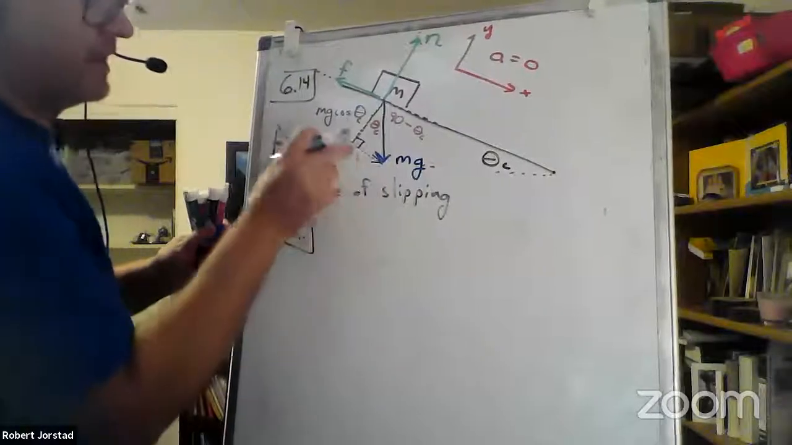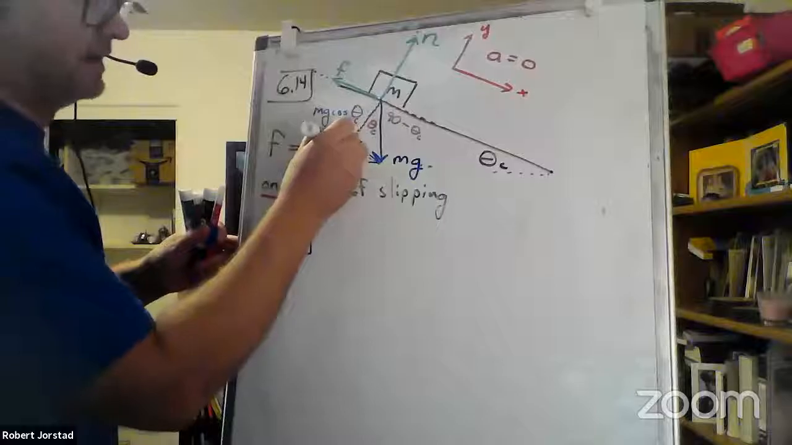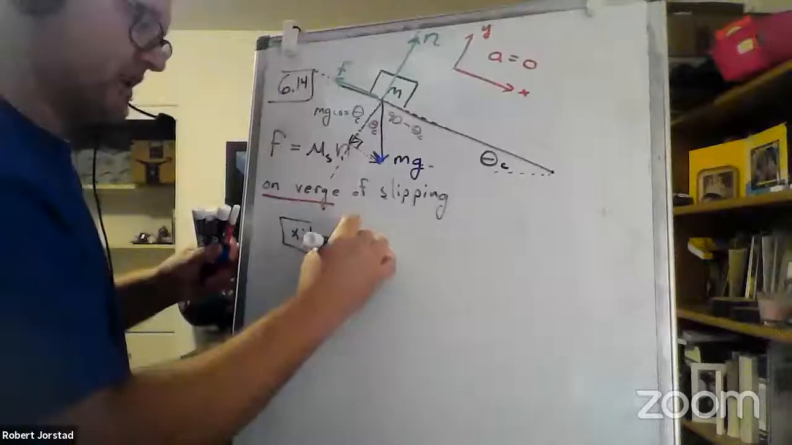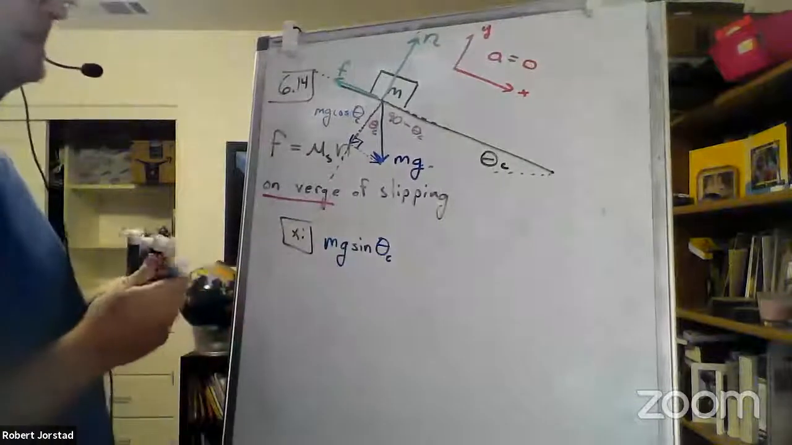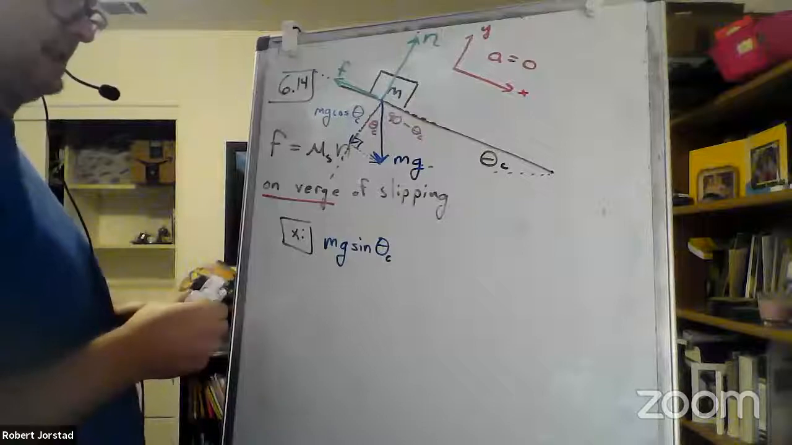So it'd be mg sine theta. This one, yes. This is going down the plane, and that matches that. So that's beautiful: mg sine, in this case, of theta subscript critical. All right. Anything else in the x direction?